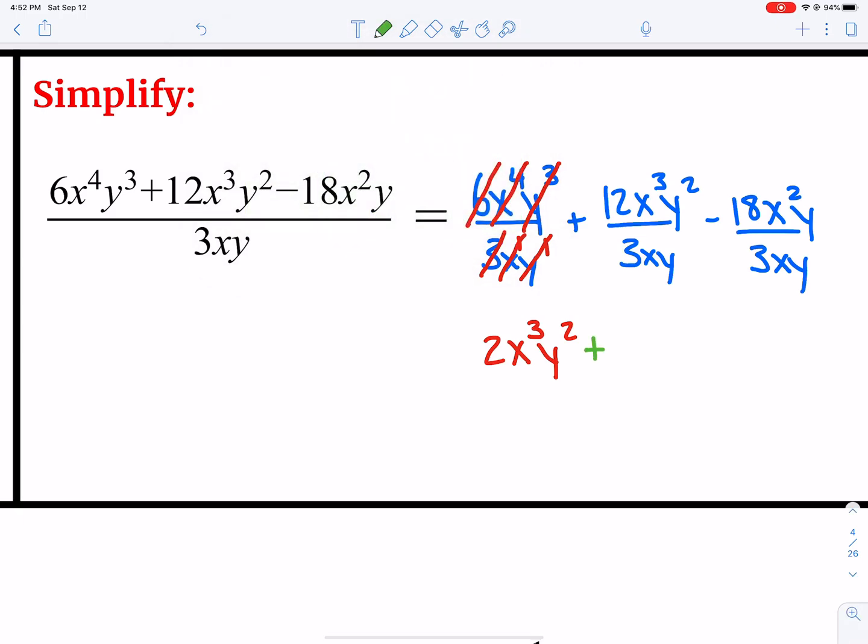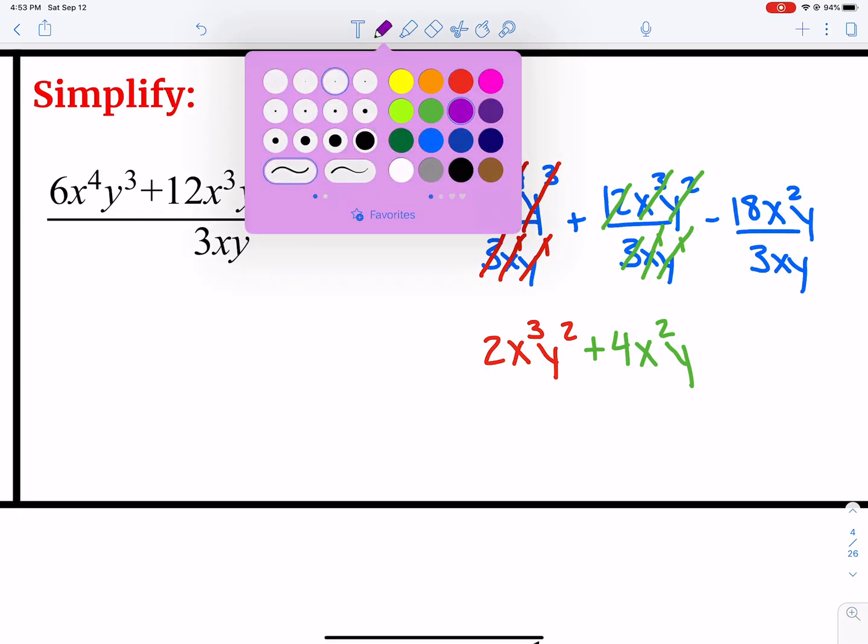All right, so then we have the next term, 12 divided by 3, which is 4. X cubed divided by x to the first power. So dividing, we need to subtract our exponents. So we have x to the 3 minus 1, which is 2. And then y, we have 2 minus 1 for our exponent. So 2 minus 1 will leave us with just 1y. And you don't have to write the 1.